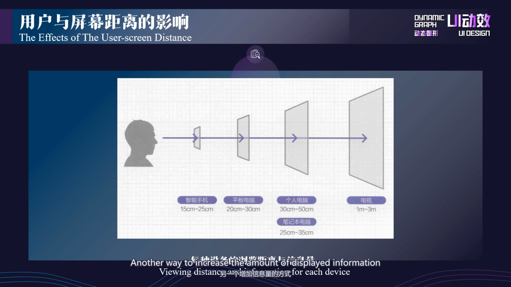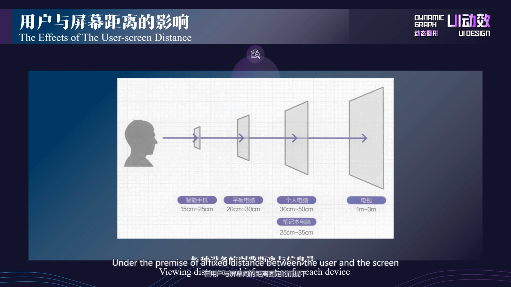Another way to increase the amount of displayed information is by improving the resolution. With the same sized area, higher resolution allows for a greater amount of information to be displayed. In theory, doubling the resolution would result in a two-fold increase in displayed information, and tripling the resolution would correspond to 3 times the amount of displayed information. The following chart shows the optimal reading distances between users and various devices.